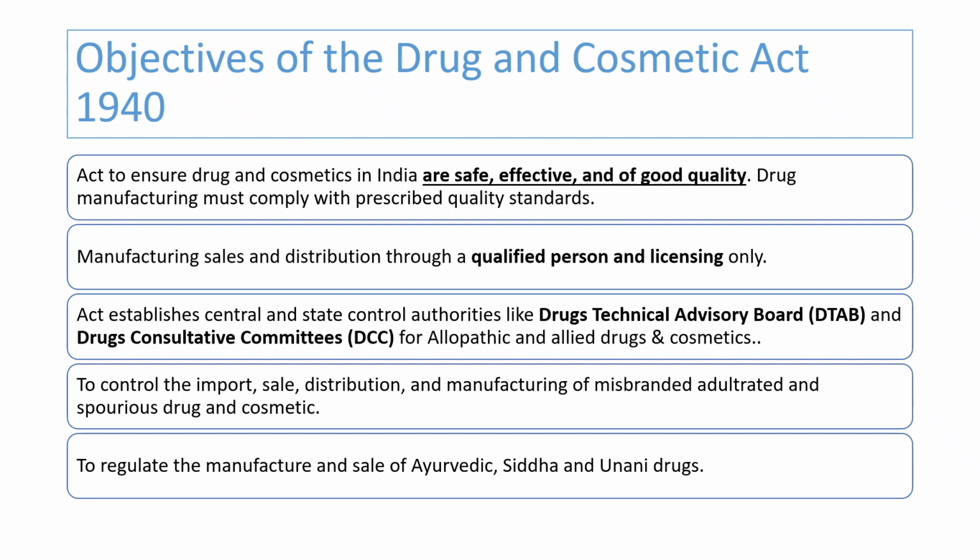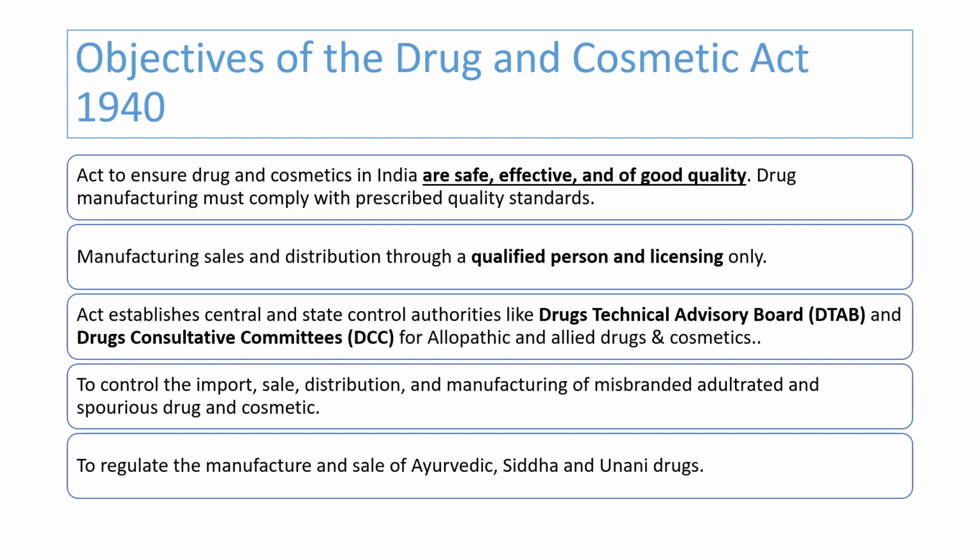Manufacturing, sales, and distribution should be through qualified persons or licensing only. Whoever is manufacturing and distributing drugs and cosmetics should be a qualified person. It means the person should hold the minimum qualification and should hold the particular license for that, like a manufacturing license, import license, and so on. The act established the central and state control authorities like DTAB and DCC. To control drugs and cosmetics in India, the government thought we should have some authority who will regulate this kind of drug and cosmetic cases.